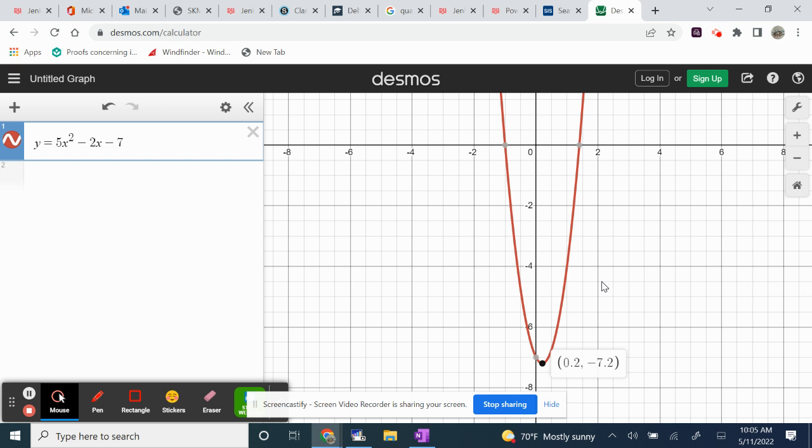You'd use the vertex formula. A great way to do it is you would put it in vertex form. You would complete the square and put it in vertex form, right? If you wanted to know what the vertex was, you'd complete the square and put it in vertex form. Any questions on that, guys?